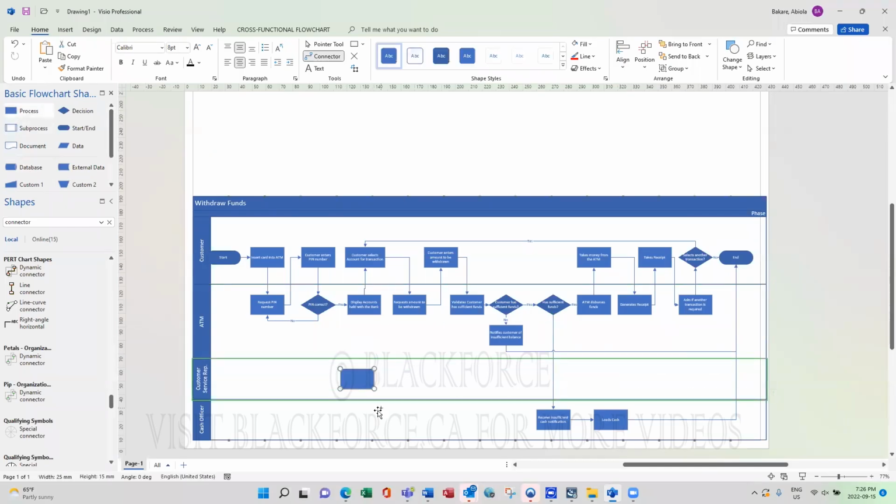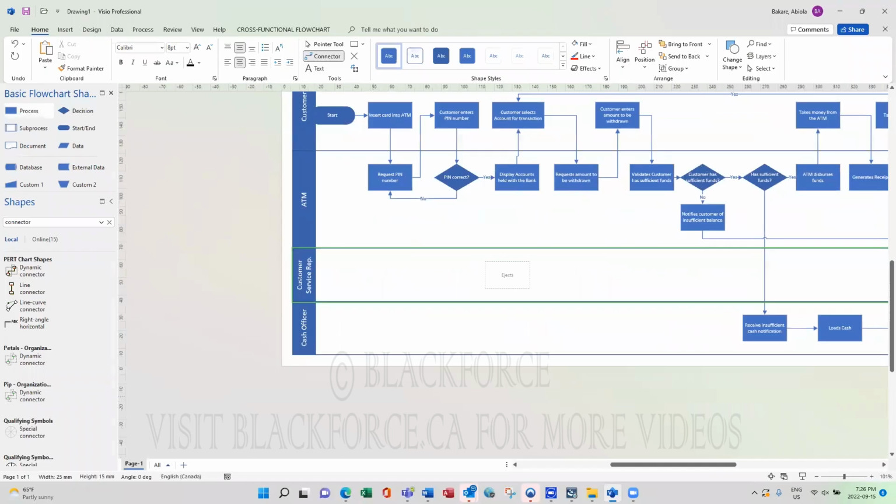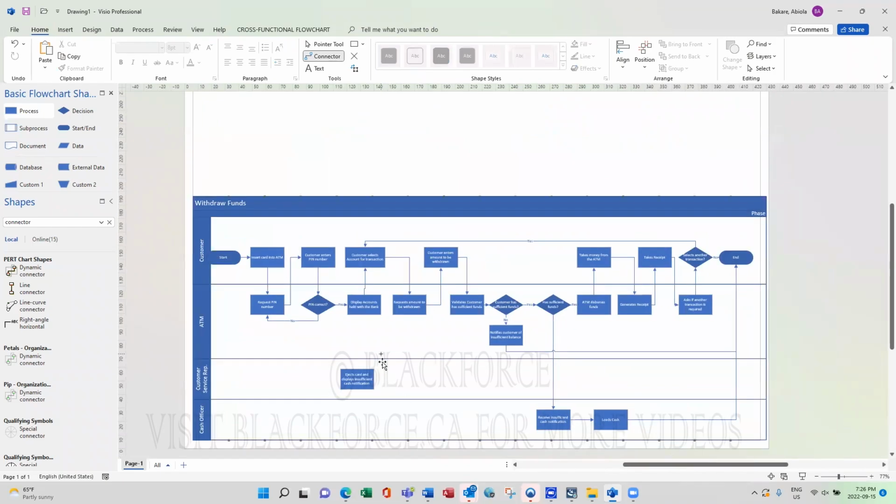We're going to say eject card and displays. For now, I'm just going to call it insufficient cash. The bank probably has a nicer way of saying it, but we'll just say insufficient cash notification. Okay, so let's assume that this is what the bank tells the customer if there is insufficient cash. Okay.